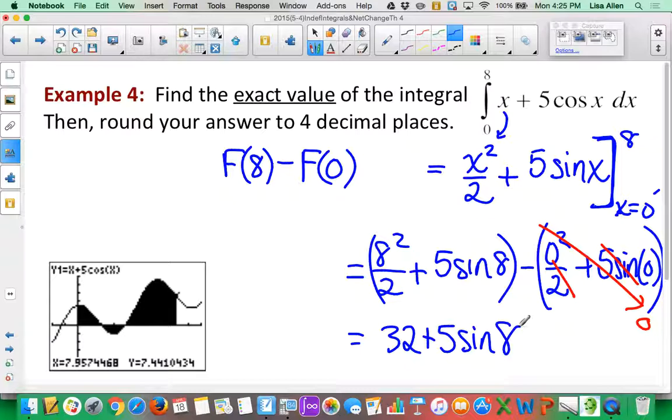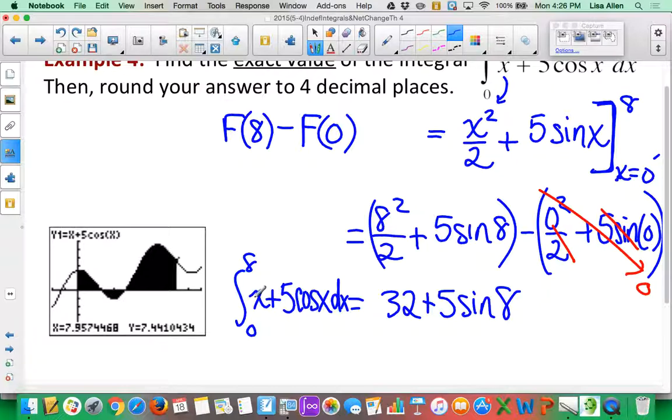Sine of 8 is not a regular or a standard angle that we would be used to, so we'd probably put it in a calculator to see what we would get. So let's do that. Put it in a calculator to see what the sine of 8 is. And so we get an approximate answer of 32 plus 5 sine 8 is approximately 36.9468.